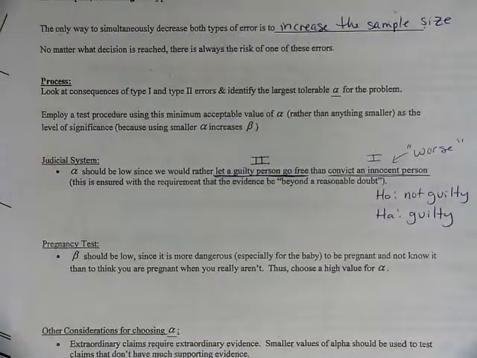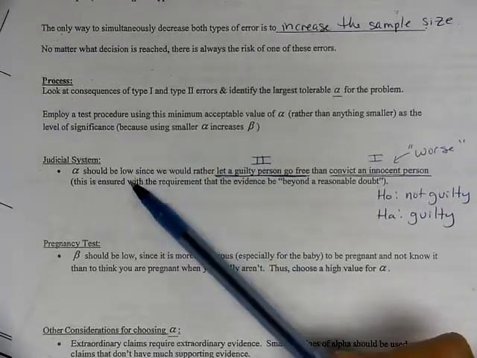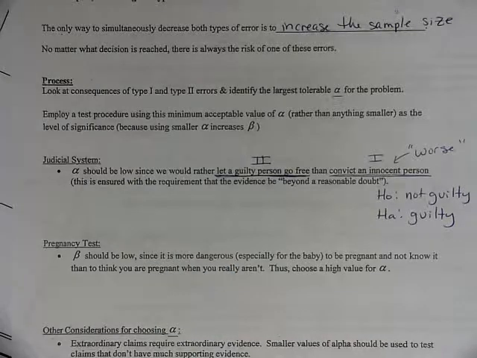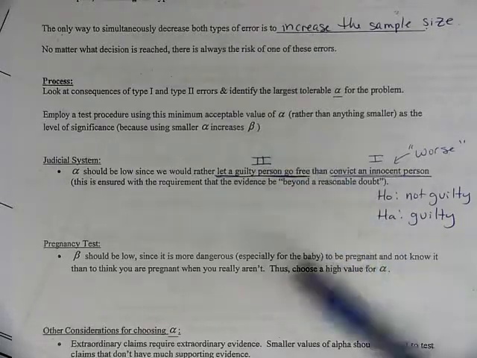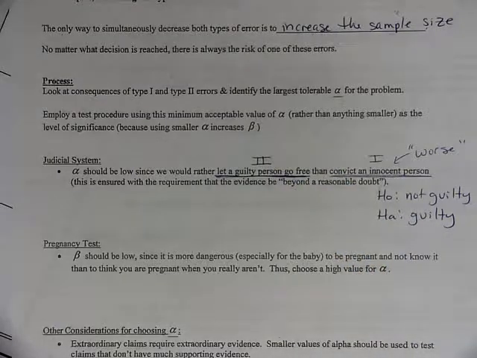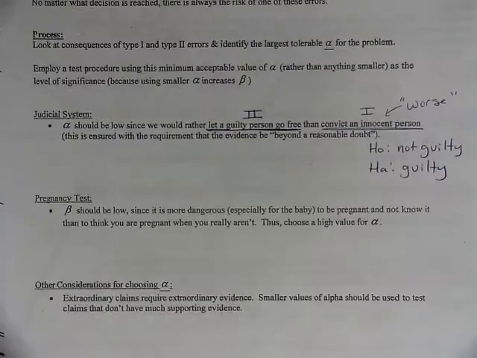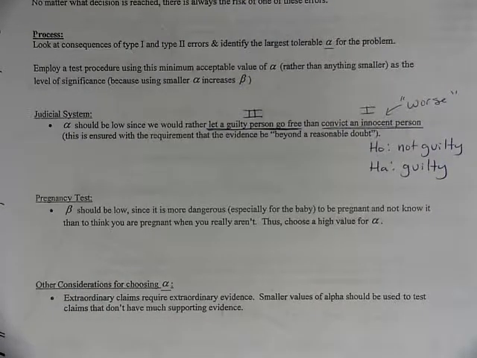So you're trying to figure out which one's considered, quote unquote, worse. Whatever error is worse, you want the lower level. So since type 1 error is worse, we're going to pick a low alpha. Okay? Because then beta is higher. And letting a guilty person go free is not as bad as convicting an innocent person. Does that make sense?